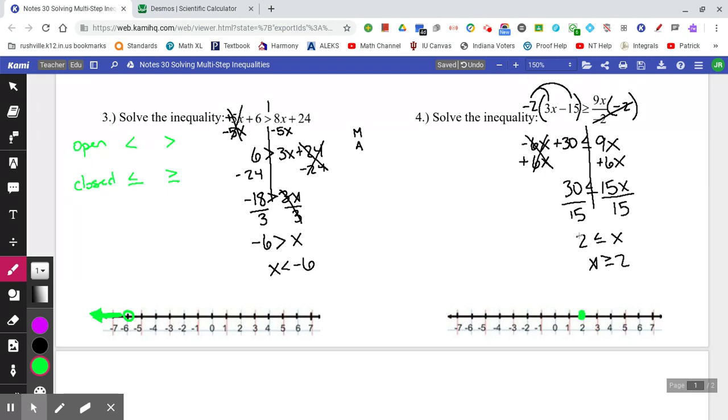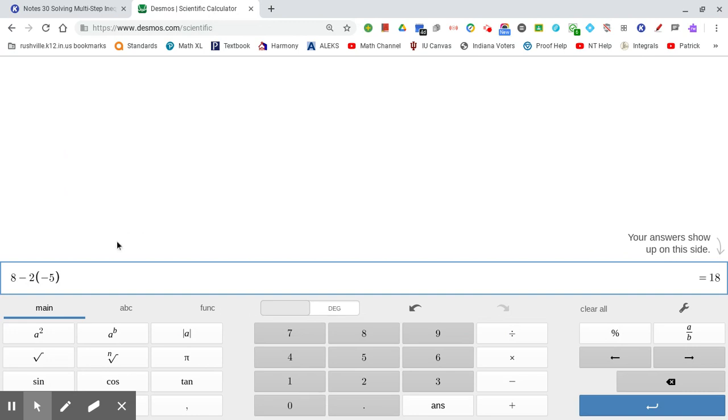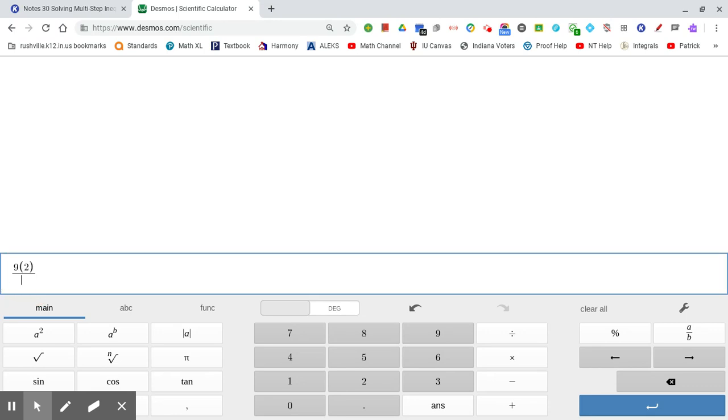If I wanted to, I could go to the original inequality, and I could type these in. Let's do that on Desmos. For my original inequality, I had 3x, so I'm going to replace that with a 2, and then minus 15. That gives me negative 9. On the right-hand side, I have 9x, so I'm going to replace that x with positive 2, and then I'm going to divide all of that by negative 2. And that also gives me negative 9.